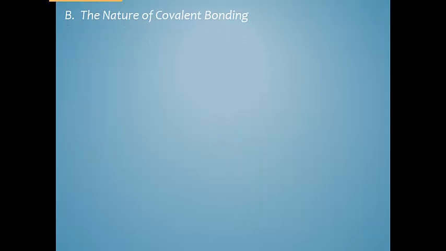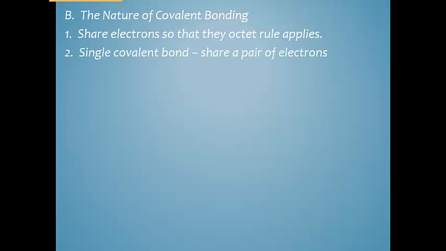As far as covalent bonding, it is a sharing of electrons. The octet rule is still going to apply. There are a few exceptions that we'll get into in video 2. But a single covalent bond is just 2 electrons that are being shared.